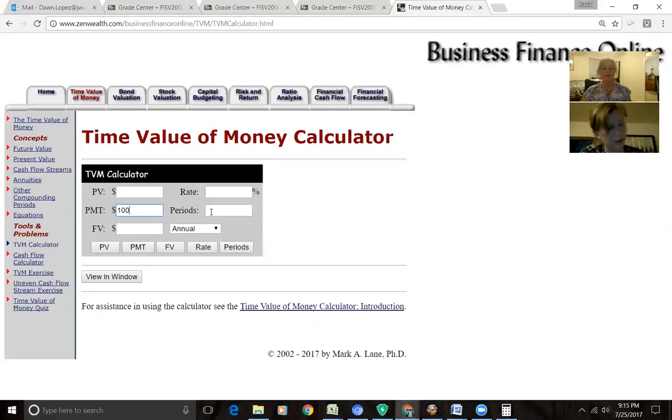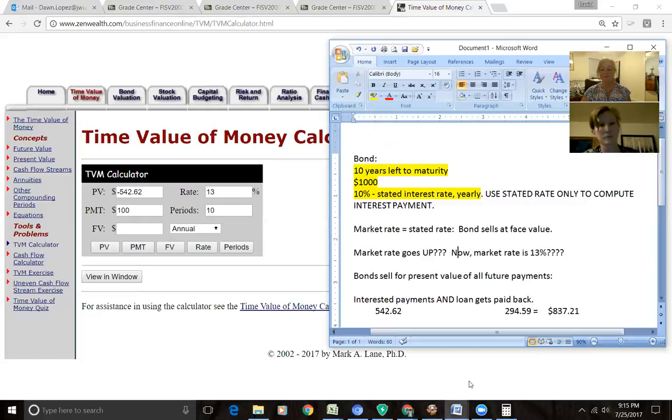So this is the $100, and because we still have the whole 10 years, I'm putting the 10 in periods, and this is of course set to annual. The interest rate is always going to be the market rate. The only time we use the stated rate is when we're computing that $100. That's the only time the stated rate gets used. Got it. And that's all the information I can put into my time value calculator. Now I'm going to compute present value, that 542.64. That's where I got this number of the 542. I'm sorry, 542.62. Okay, perfect. Did that help?